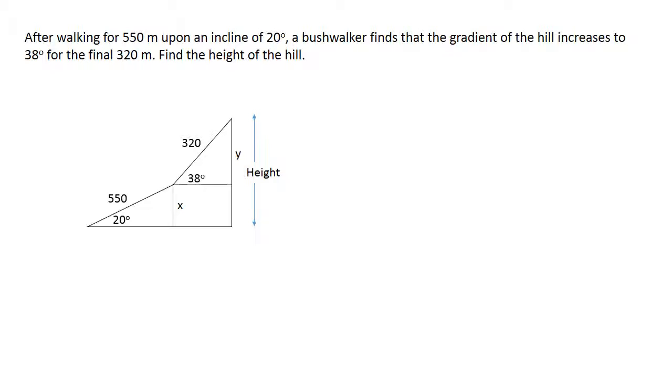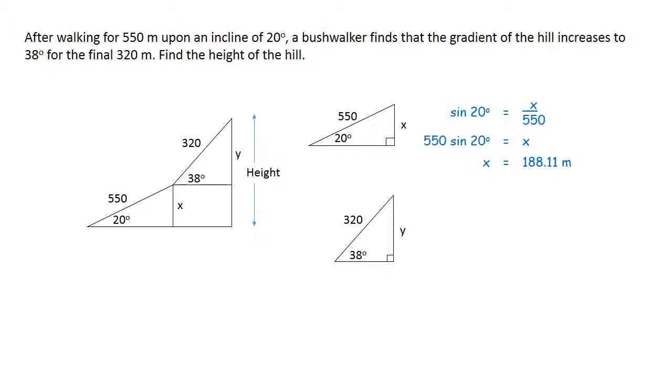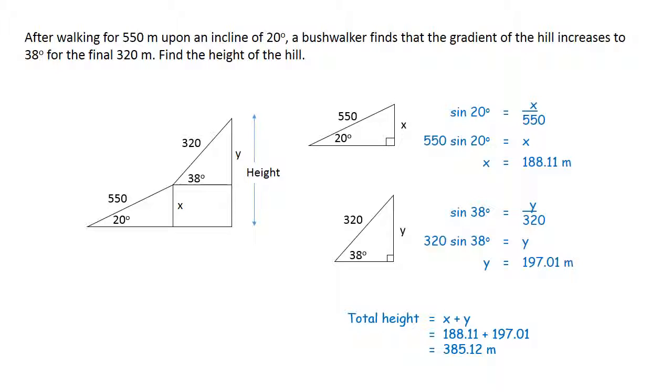So, looking at that first triangle separately, we can say that the sine of 20 degrees, because it's opposite and hypotenuse, sine of 20 degrees equals x over 550. Solve it for x and find out the height of the first pitch. Then look at the second triangle. Once again, it's opposite and hypotenuse. It's a sine question. The sine of 38 equals y over 320. Transpose it and solve it for y, and we have the height of the second pitch. The total height of the hill can be found by adding together x and y. The height is 385.12 metres.